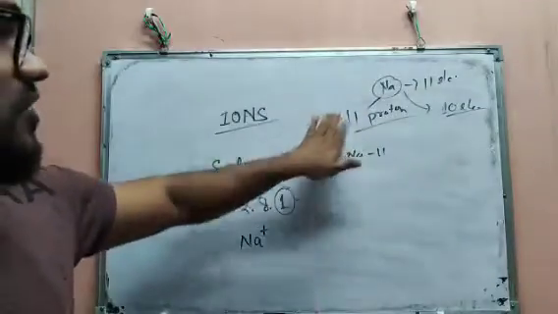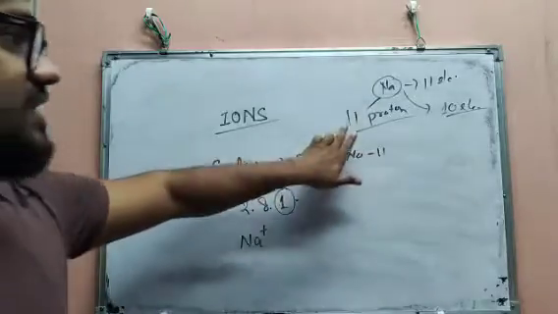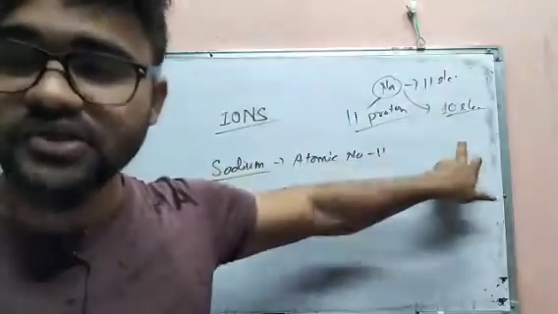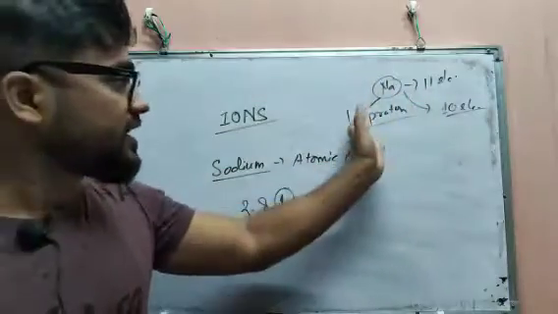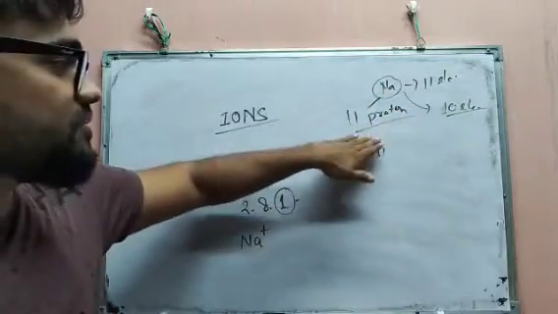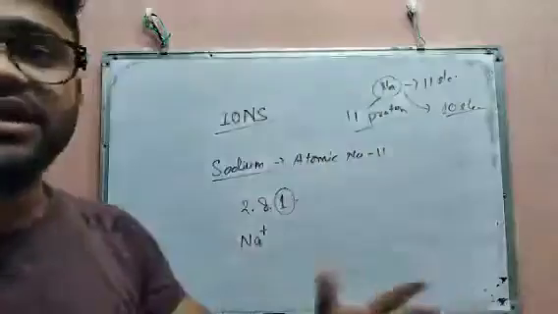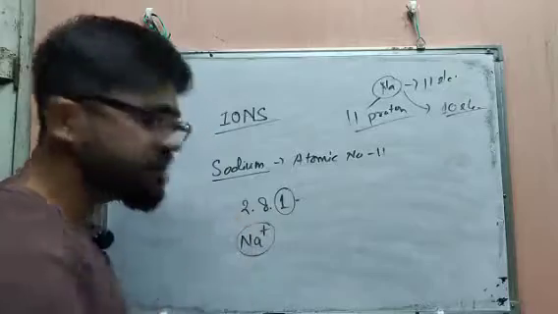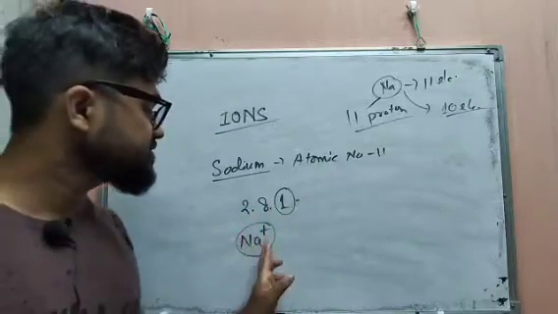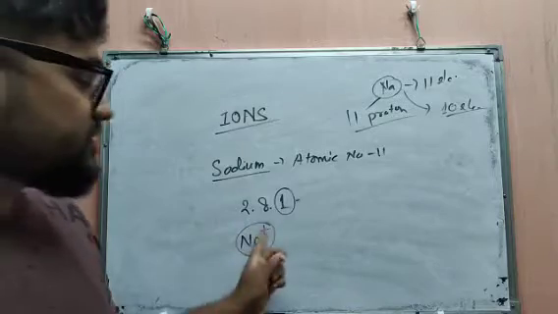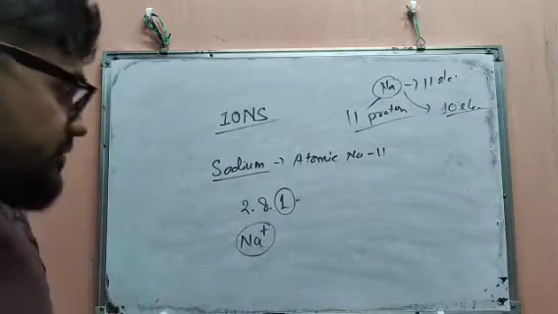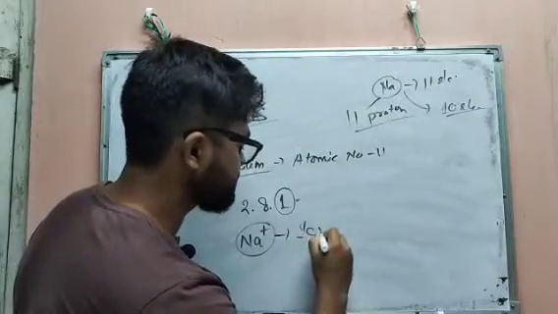But the number of protons remains the same, right? That means here the number of protons is more than the number of electrons. Protons are positive, so the positive charge is more than the negative. So it becomes sodium positive as it releases an electron. At that time you cannot call this an atom or molecule. You have to say this is an ion.